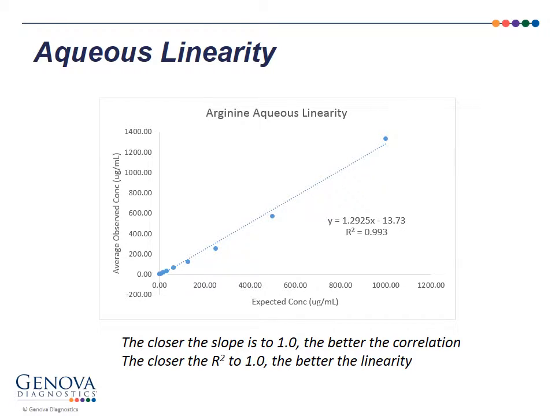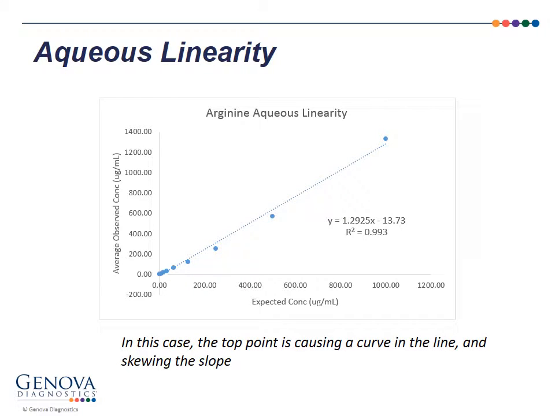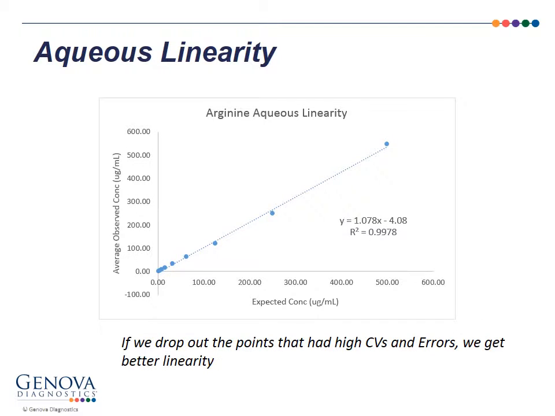If we had more of a spread, that r-squared would be a lot worse. Typically with r-squared, 0.99 is pretty darn good. But you can see in this example, this slope is not very good. It's 1.29, but it's because that top point is pulling it. What I graphed here was all of those points. If you remember from a few slides ago, the error fell apart at the top level, that 1,000 level. If we drop out the points that had unacceptable CVs and errors, we get much better linearity. Now we have a slope of 1.078, which is within 10%. That's pretty darn good.